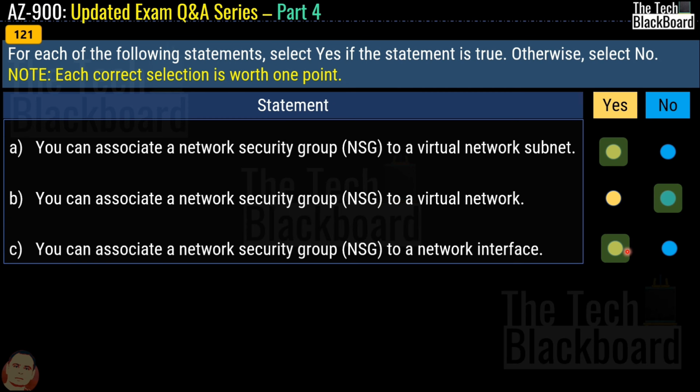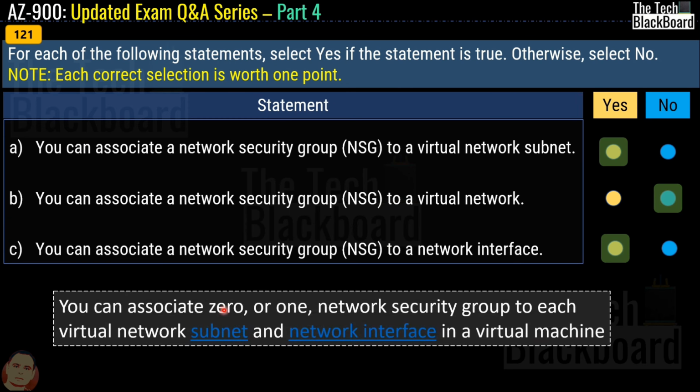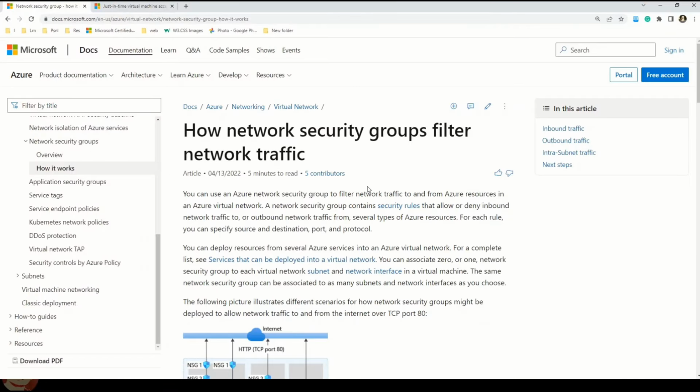A very quick info on NSG, you can associate 0 or 1 network security group to each virtual network subnet and network interface in a virtual machine. Now let me take you to the Microsoft site where you can read more about network security group and how you can use them to filter out network traffic. So here is the Microsoft documentation on network security group filtering of network traffic.